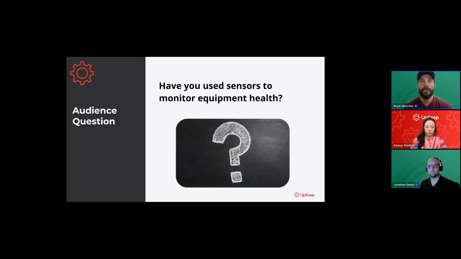Okay. Question. Have you used sensors to monitor equipment health? It could be any sensor. It could be vibration, flow, current, or pressure. It can be anything you want. RPM. Maybe it's switch power on and off. What do you got?